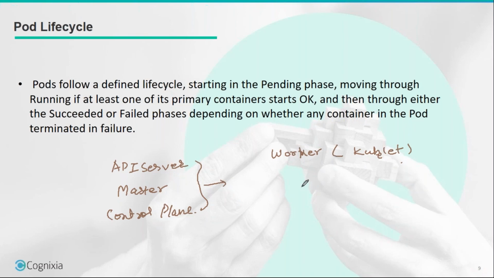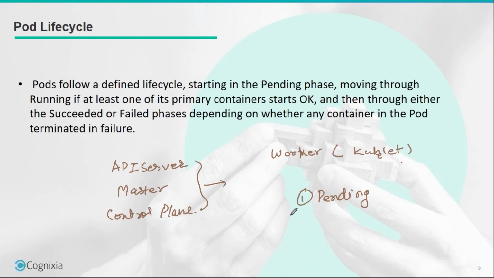But there may be a problem. The pod specification you are giving may have some problem. For example, instead of the Nginx image, I'm saying Nginx1, which does not exist. So when the pod is getting created, first it goes into the pending state. Okay, so the first stage is the pending state.